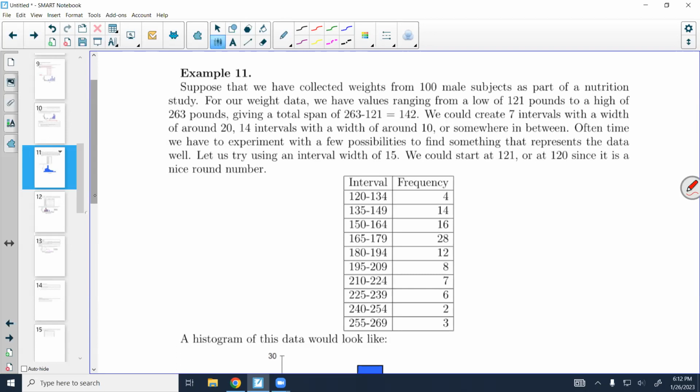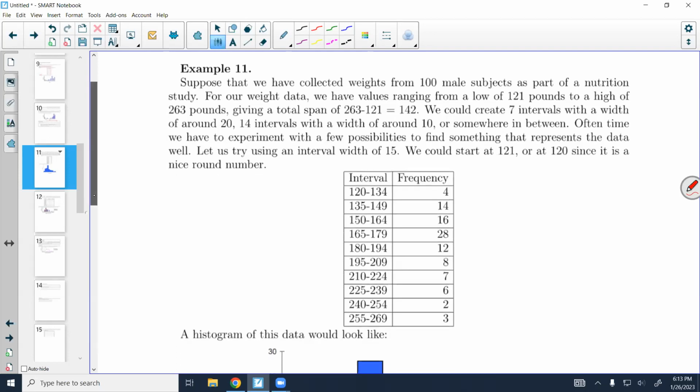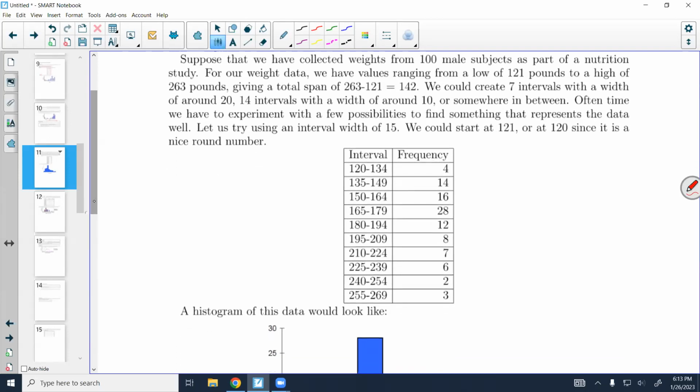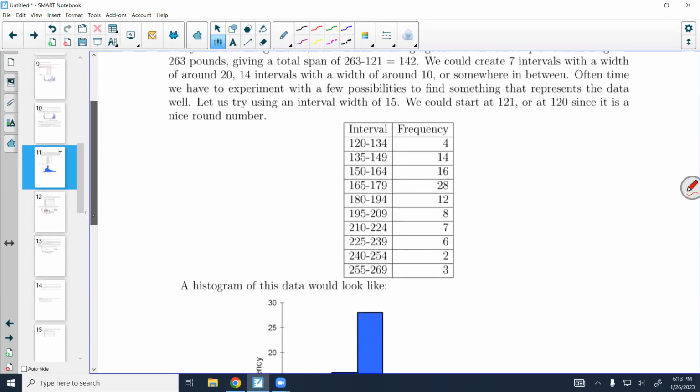So here we used an interval width of 15. Now we could start at 121 because that's the lowest weight, but why not start with 120 so we have a nice round number? Makes the math easier too. So this is what the frequency table will look like for that data. And then the histogram.